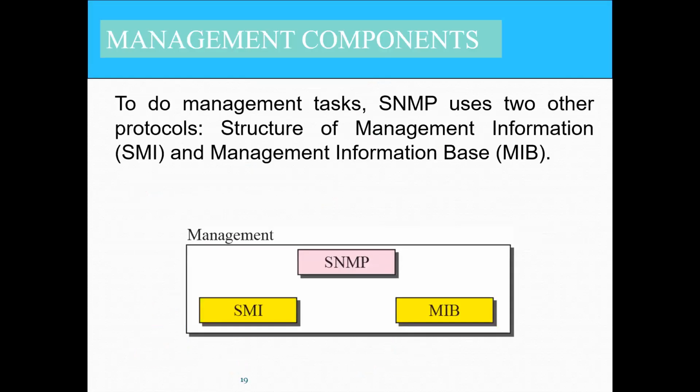All right, so now that we've talked in general about how SNMP works, now we're going to think about the management components of SNMP. To do management tasks, SNMP uses two other protocols: the structure of management information, SMI, and the MIBs, okay? We've already talked about the MIBs, but the SMI and all of that just gives you the underlying middleware, if you want to call it that, for everything else to work, okay?